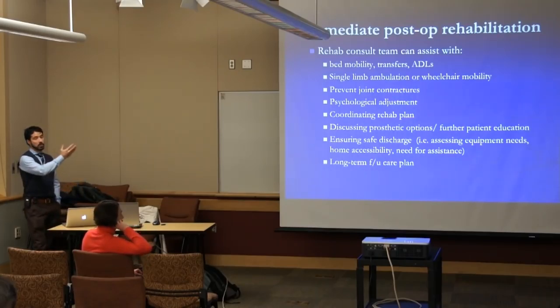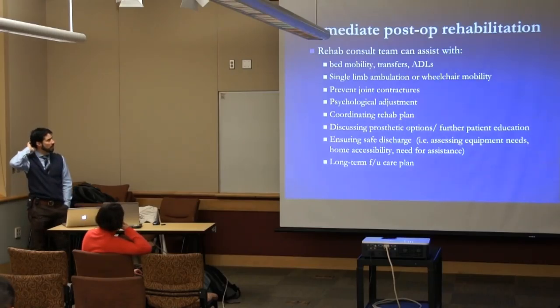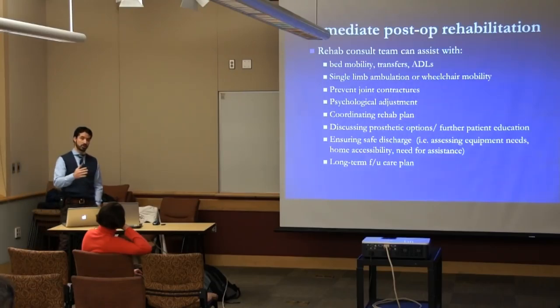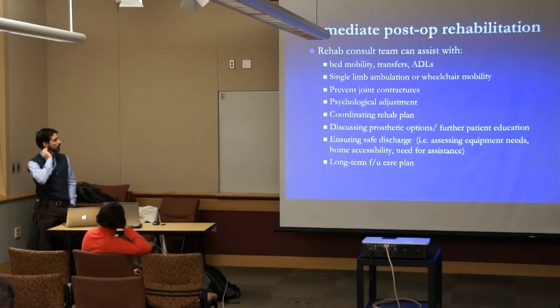Okay, so you're going to see some of the same themes here, but immediate post-op, obviously, bed mobility and transfers and ADLs is incredibly important for the patient to learn to, A, get back home primarily, which is most patients' goals after amputation. Single limb ambulation or wheelchair mobility. And in many cases, it's both. You want someone to be able to get around in their wheelchair, but also to be up in their walker. And sometimes the home has architectural barriers where you can't get a wheelchair through the doorways, so they're mostly in the wheelchair, but then they have to get up and hop in the walker to get into the bathroom or something like that. Preventing joint contractures, again, is so important.